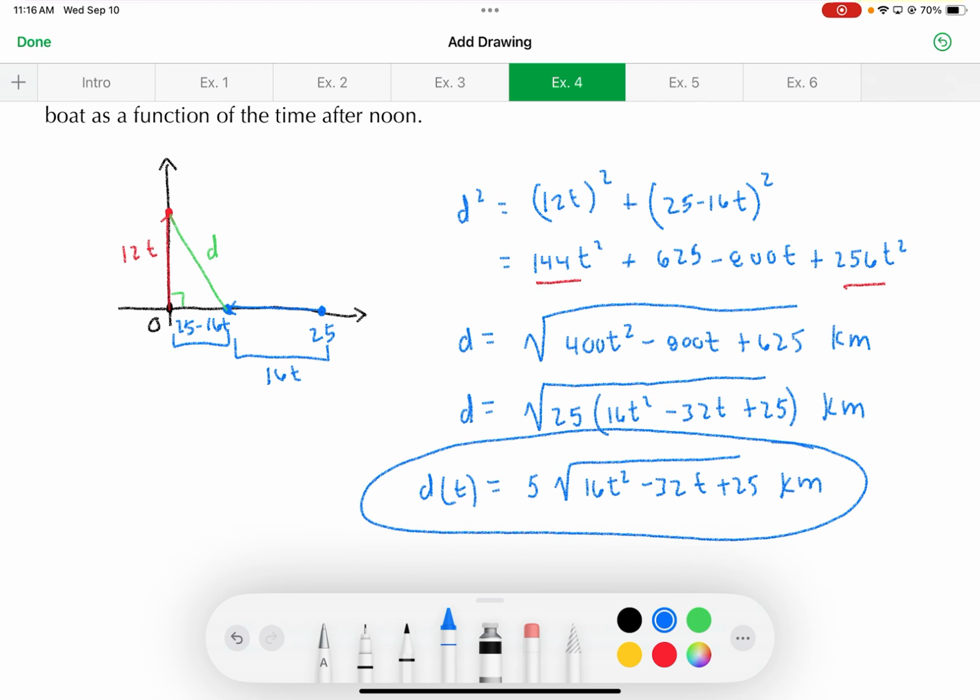Any questions there? All right, so always make sure you're looking to simplify at the end, right? Based on the particular problem.